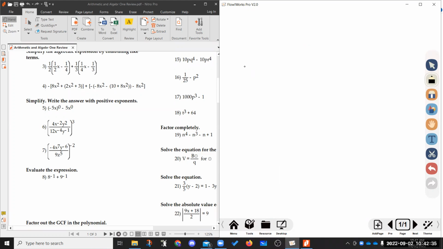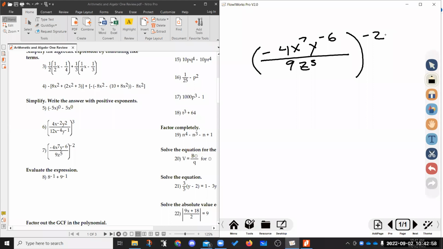One more of those, number 7, says negative 4x to the 7th, y to the negative 6th, over 9z to the 5th, raised to the negative 2nd there. So we can't do anything with this numerical part. I'm going to leave that alone. We can't do anything with the x's. We can't do anything with the y's. We can't do anything with the z's right now. We're just going to take care of this negative 2.